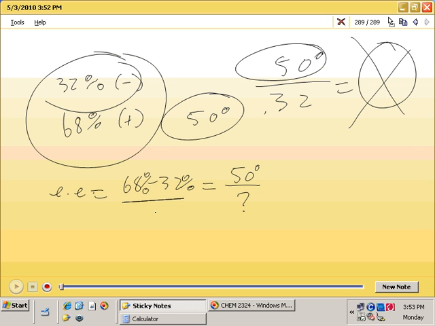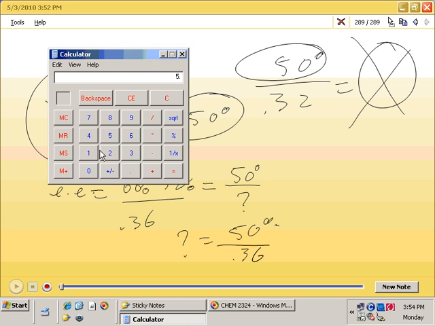So when you take the difference of the two, in this case it comes out to be 36, or 0.36. And then you can do the math: what you're looking for is 50 degrees divided by 0.36. So 50 divided not by 0.32, but actually by 0.36.